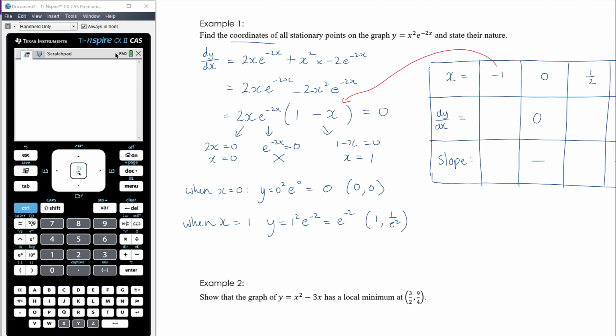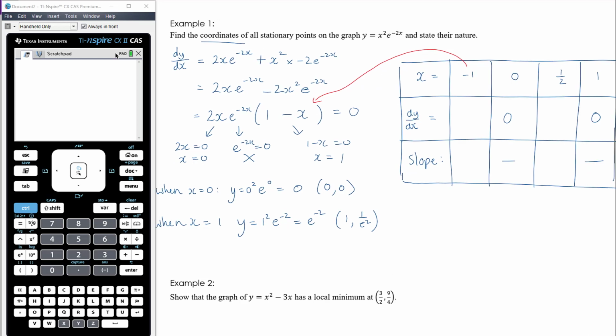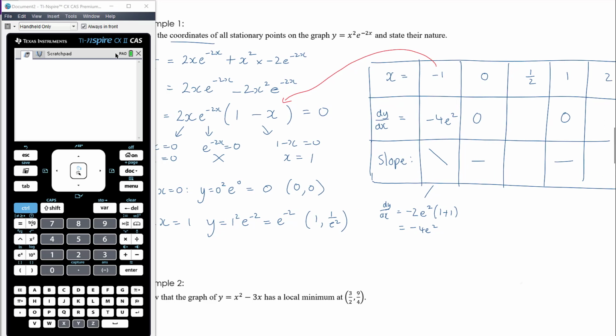So maybe I'll do this down here because it's going to get a bit ugly. So when x equals -1, our derivative is going to be -2e to the positive 2, 1 minus minus 1, so 1 plus 1. So that's going to be negative 4e squared. Okay, so that's clearly a negative value. e squared is positive. Remember, e is about 3. 3 squared is 9. Times -4 makes that negative 36-ish. So it's definitely negative.